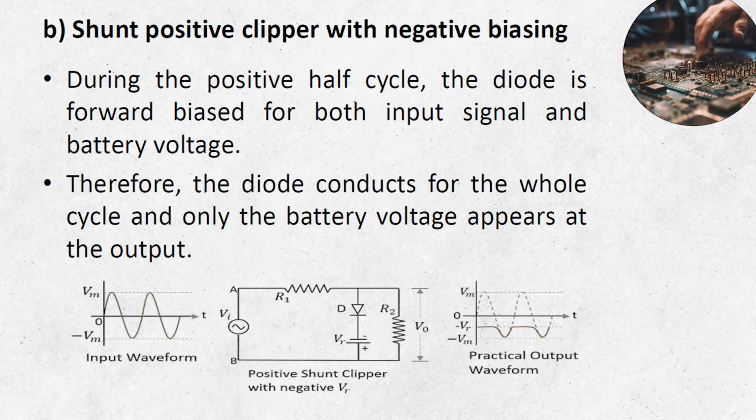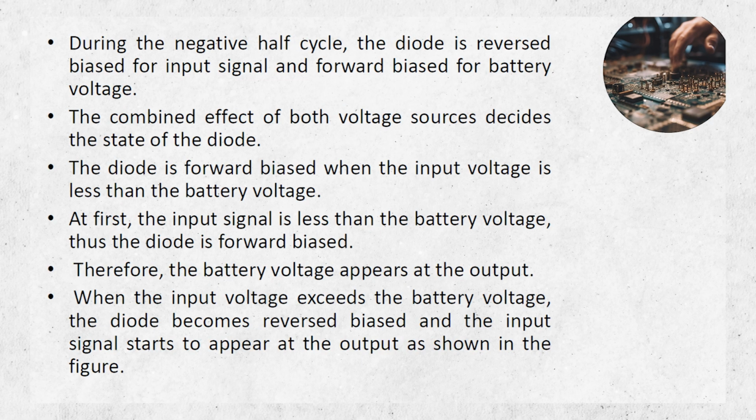Now, next is the shunt positive clipper with negative biasing. During the positive half cycle, the diode is forward biased for both the input signal and the battery voltage. Therefore, the diode conducts for the whole cycle and only the battery voltage appears at the output. This can be shown with this figure, in which the biasing is done such that the negative side of the battery is connected to the N terminal of the diode, due to which a negative biasing is obtained for the shunt positive clipper.